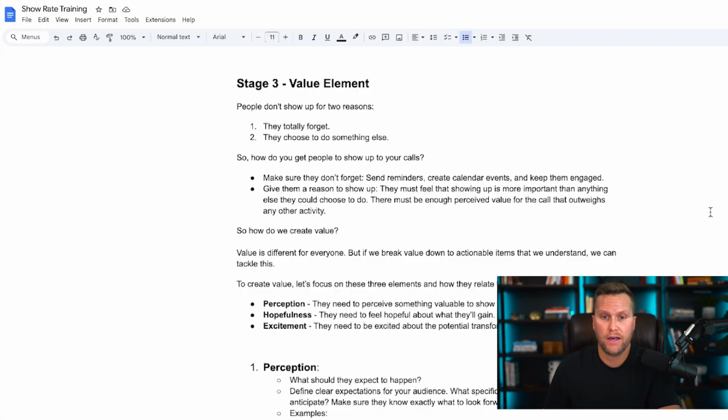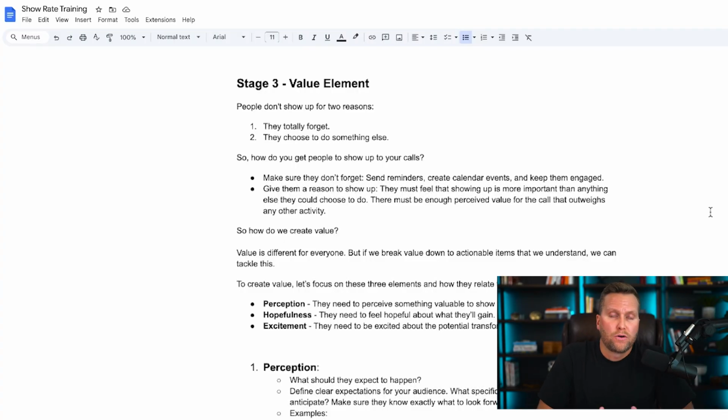Now, if for whatever reason you've implemented these, you've analyzed the data, and it hasn't gotten your show rate to where you want it to be, the next stage that you're going to go to is stage 3, and this is what we call the value element. So it's a little bit more advanced. It's really hard to dial in, and it takes time. So with that said, let's go ahead and dive in.